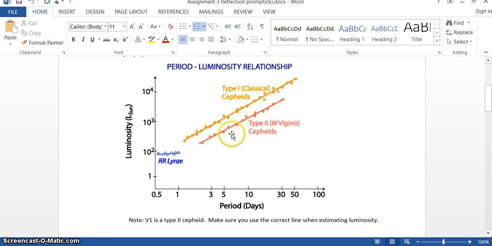From the period-luminosity relationship, which is exactly what the last project was about, we can measure the distance using a Cepheid variable. All right, so we just found the distance using the Tully-Fisher method.